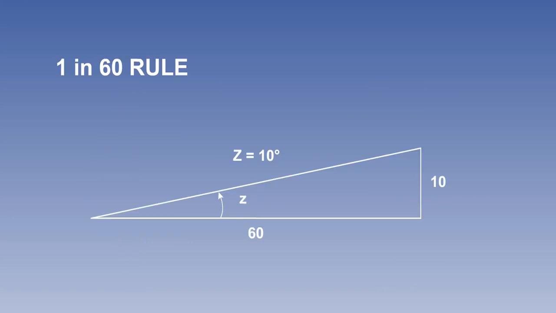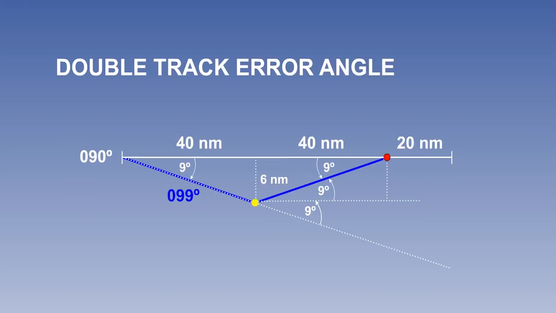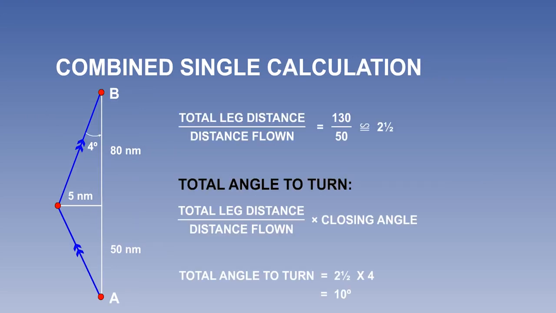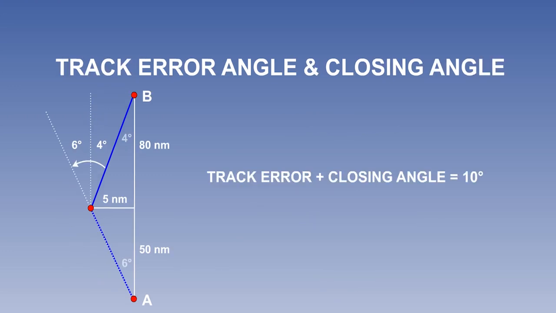Let us now summarize what we have done in the last 2 lessons. We stated the 1 in 60 rule and established its mathematical basis. We then used it for 3 solutions to single-pilot navigation problems. These were the double track error angle method, the track error angle and closing angle method, and the combined single calculation method based on closing angle. Most JAA exam questions are solved by use of the second type, the track error angle and closing angle method, but all 3 are useful in practical solo pilot navigation.